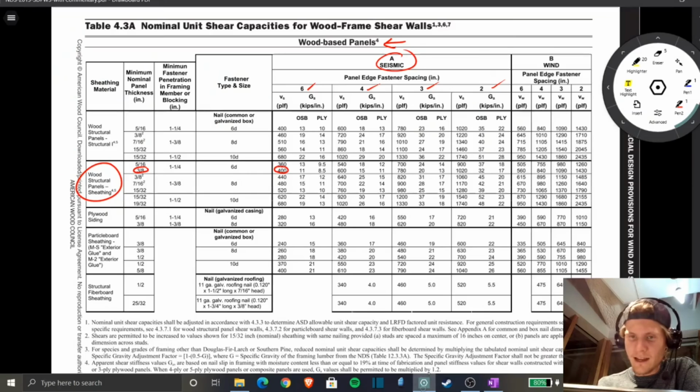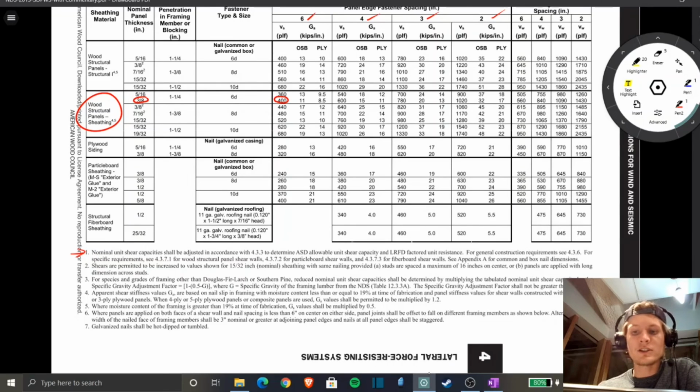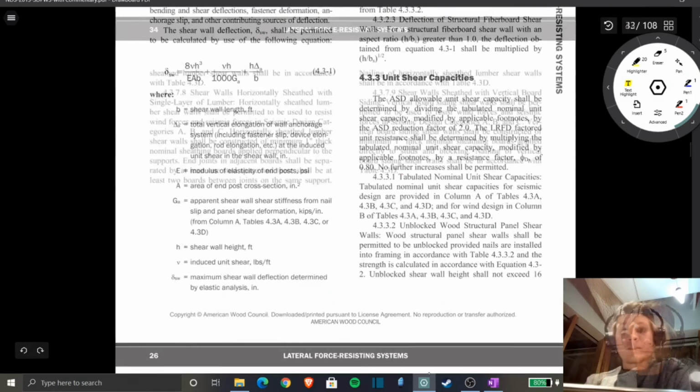So if we go back to the NDS, you'll see here, look at footnote here. You always want to read the footnotes for these tables, and there's usually a lot for wood. Number 1 is nominal unit shear capacity shall be adjusted in accordance with 4.3.3 to determine ASD allowable unit shear capacity and LRFD factored unit resistance. Whew, tongue-tied tonight. So let's go jump over to 4.3.3 and check that out. So here we are.